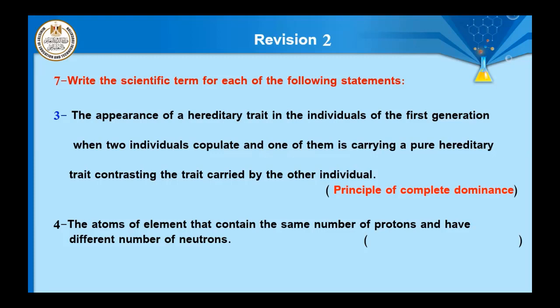For example, H-1, H-2, H-3, all of these are hydrogen, but they are different in mass number, or number of neutrons. These forms are called isotopes. Isotopes are atoms of the same element that contain the same number of protons, but they have different number of neutrons.